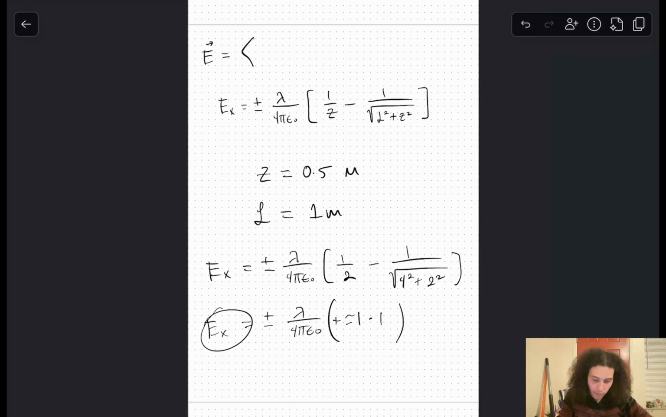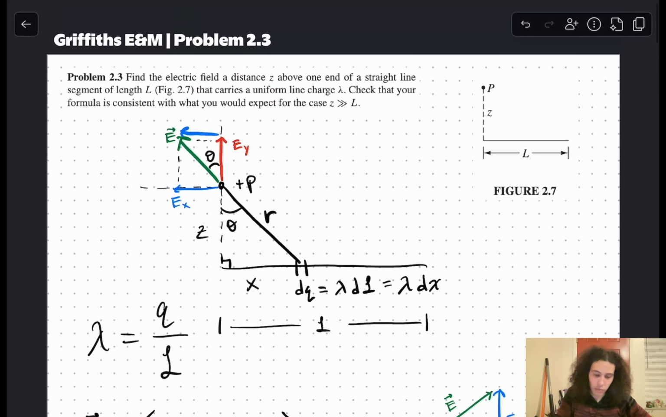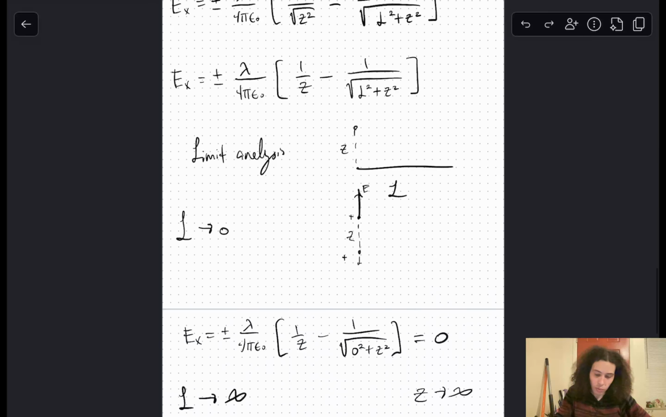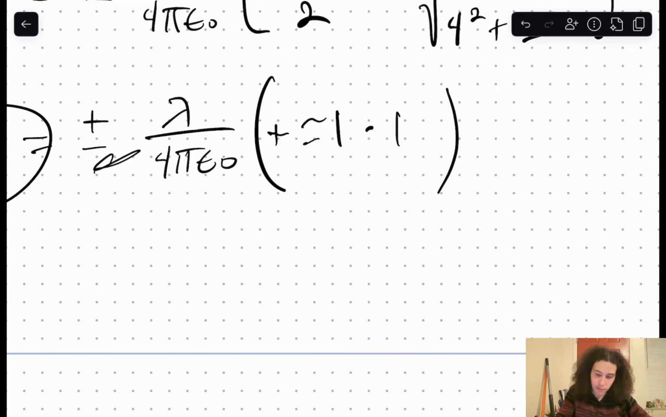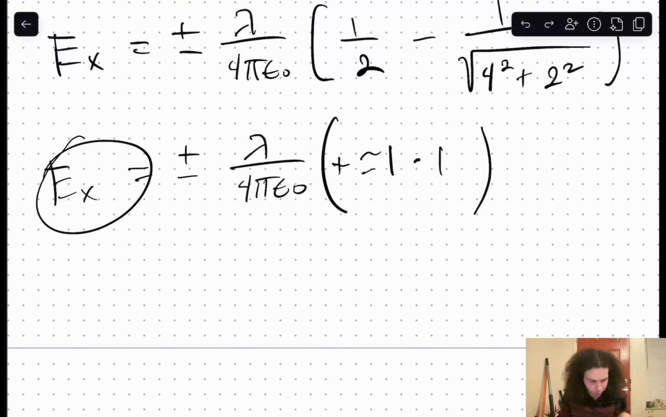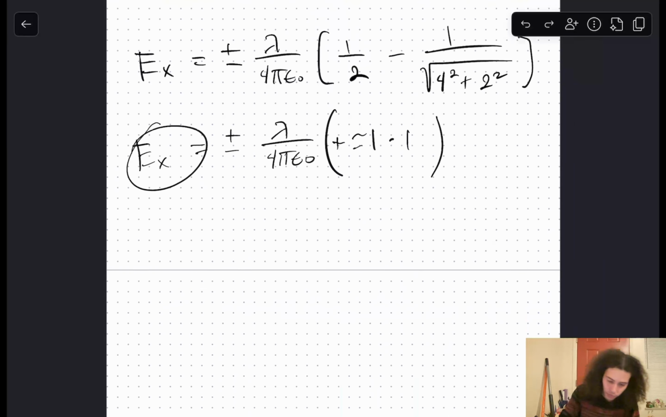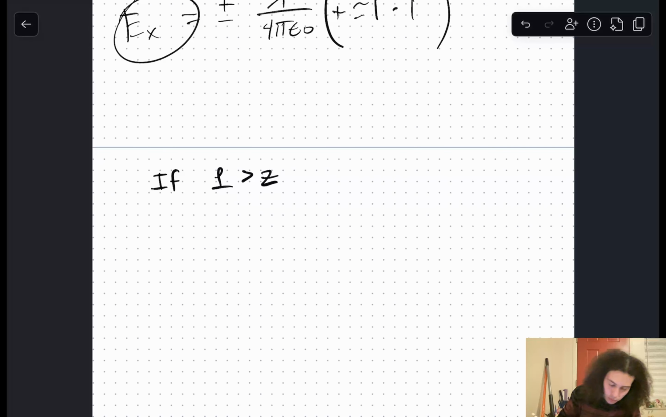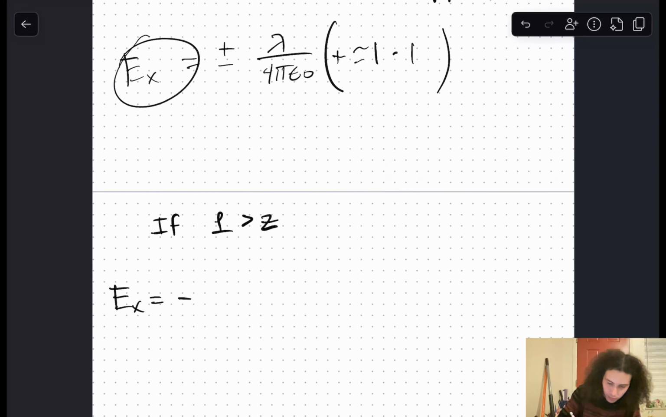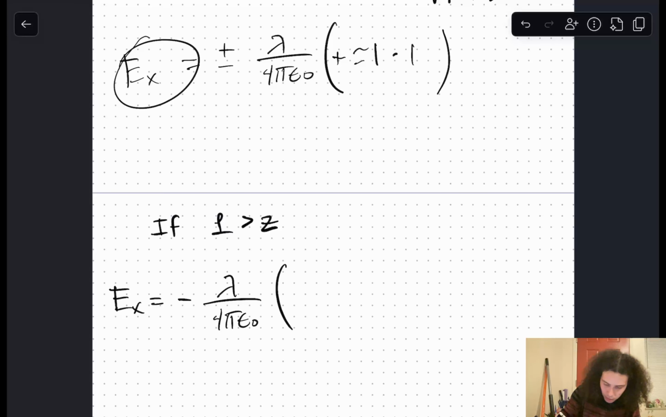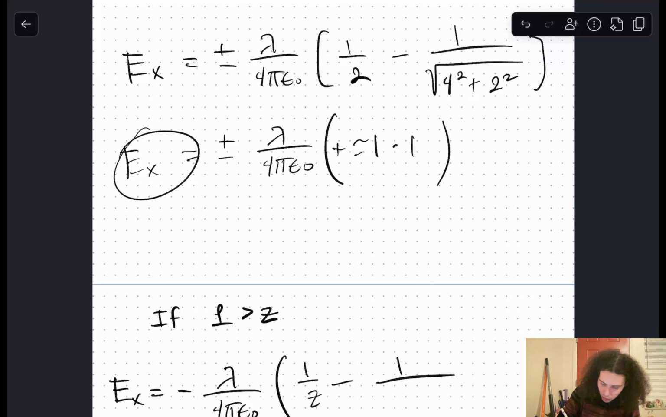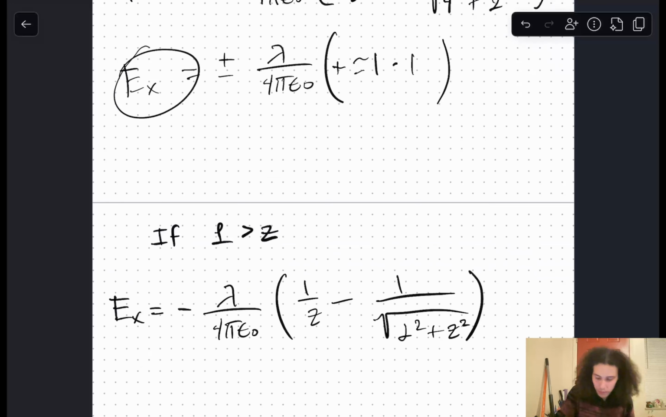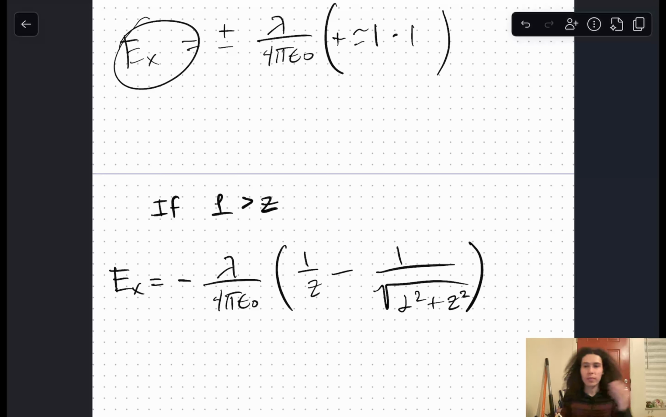And Ex, from the physics here, way back over here, it has to be in this negative direction. So we're going to choose this initial point here to be negative. So if L is greater than Z, then we have to choose Ex to be negative lambda over 4 pi epsilon naught, times 1 over Z minus 1 over square root of L squared plus Z squared. And that'll give us a negative Ex vector component.